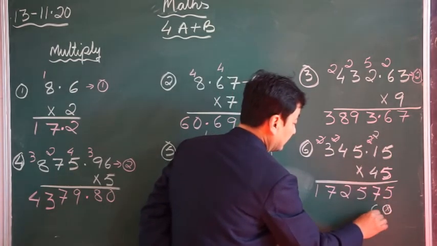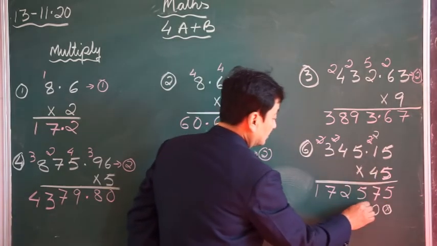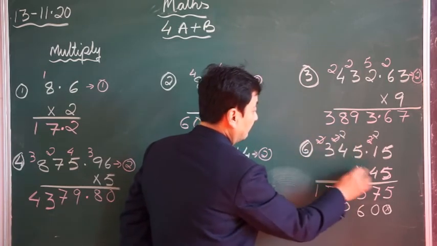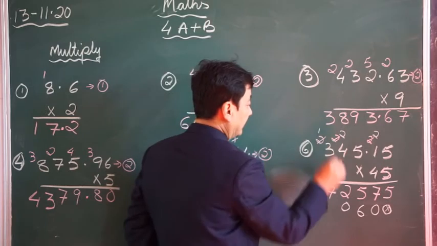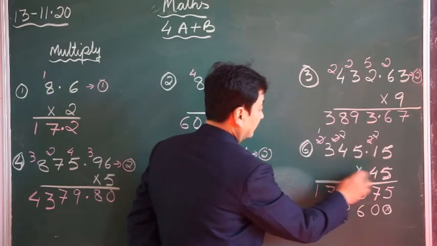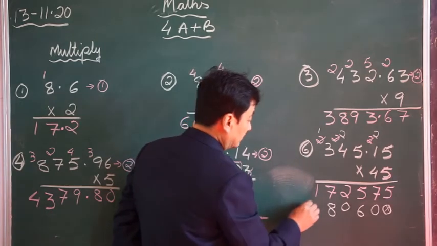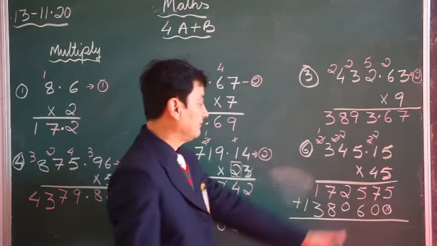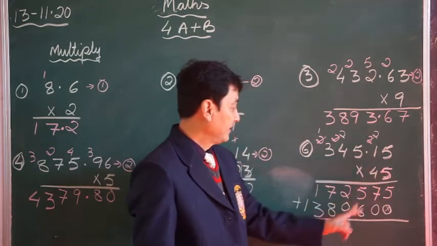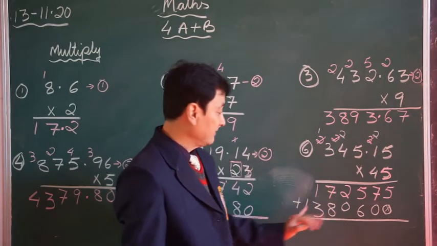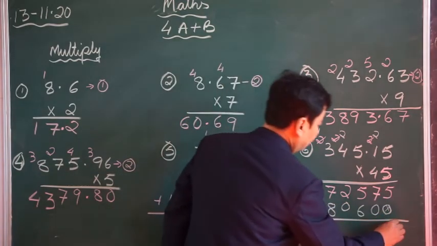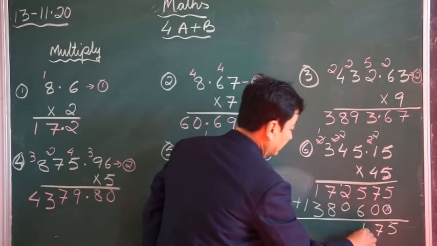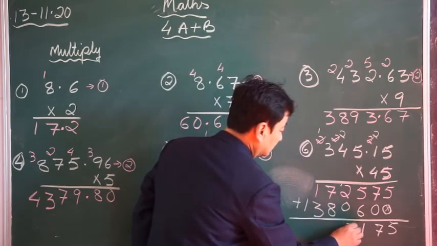4 5s are 20. 4 1s are 4 plus 2, 6. 4 5s are 20. 2, 0. 4 4s are 16 plus 2, 18. 4 3s are 12 plus 1, 13. Got it? So now you know how to multiply with the first digits, the ones and the tens digit. So what is the next thing? We must add. 5, 7 plus 0, 7. 5 plus 6, 11, carry 1. 1, 2 plus 1, 3.